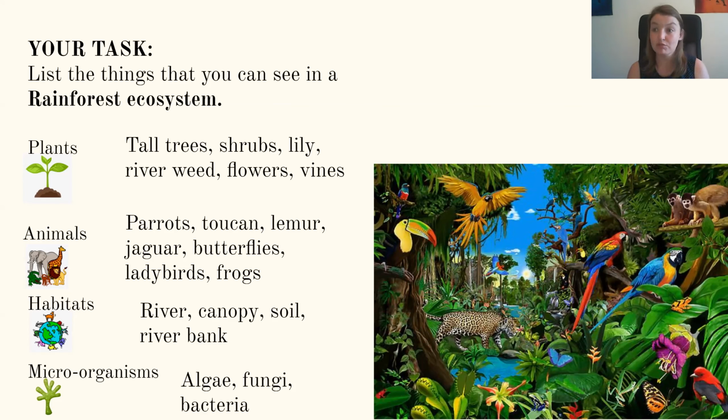Habitats. There's the river itself that's going through the middle of the picture. There's the canopy, the top layer of the rainforest, and the soil where lots of the bugs are. The river bank itself is a habitat. Perhaps you could have the rainforest floor as its own habitat. And then the microorganisms. Yes, there's going to be more algae because there's lots of water. Fungi, that kind of mould that grows, and bacteria itself.